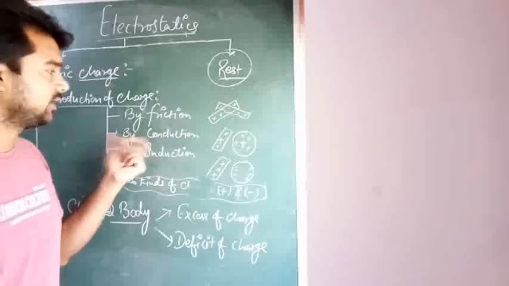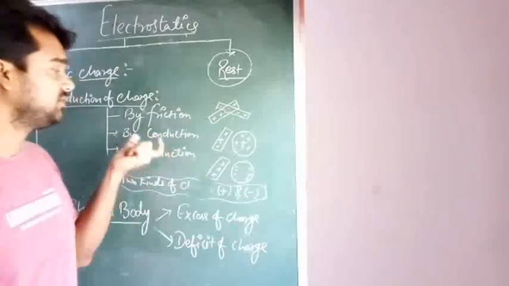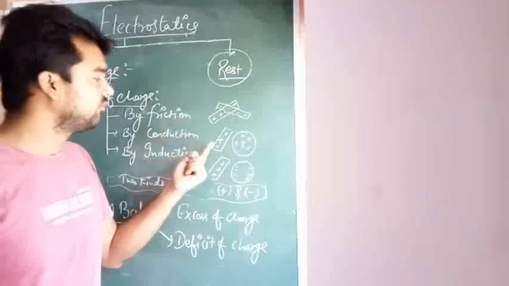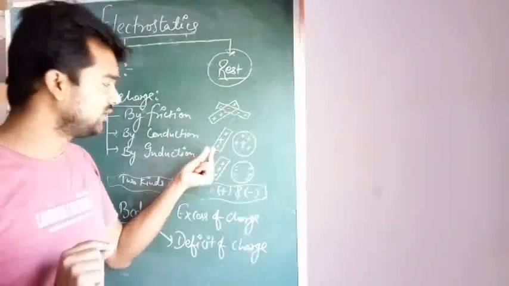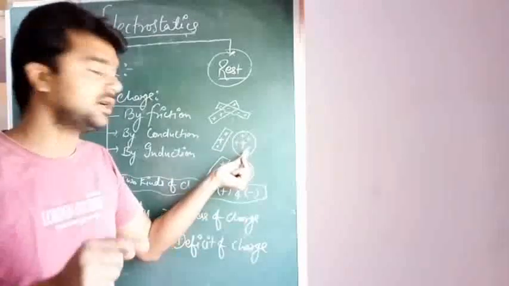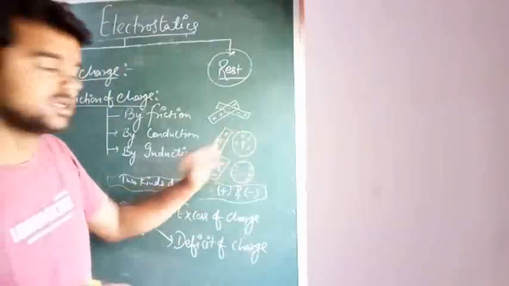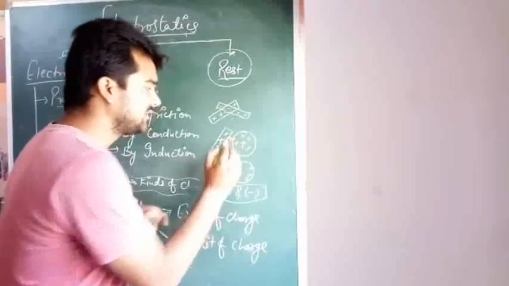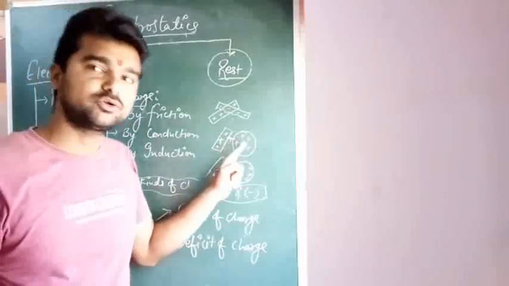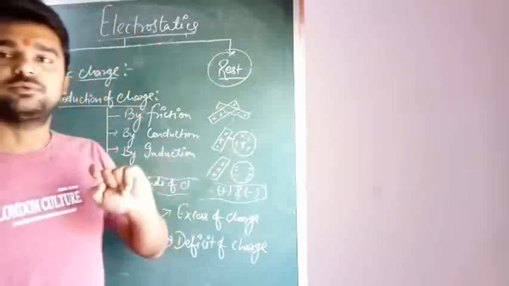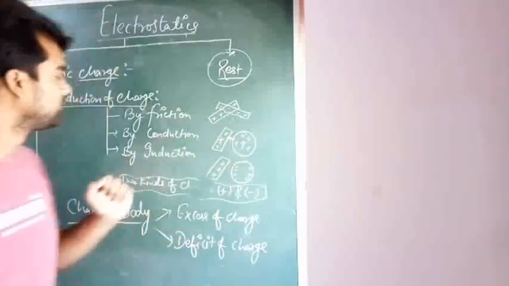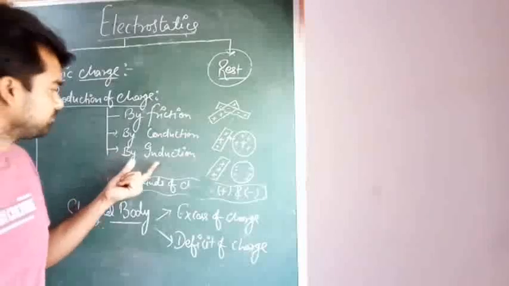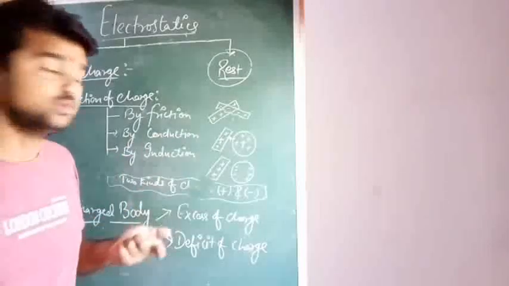The second way is by conduction. We produce a charge by conduction when one charged body is brought near an uncharged body. First it is uncharged. When we just touch it, the same kind of charge is transferred from this body to that body. So this time both of them acquire the same kind of charge. The third way is that we can also produce a charge by induction.